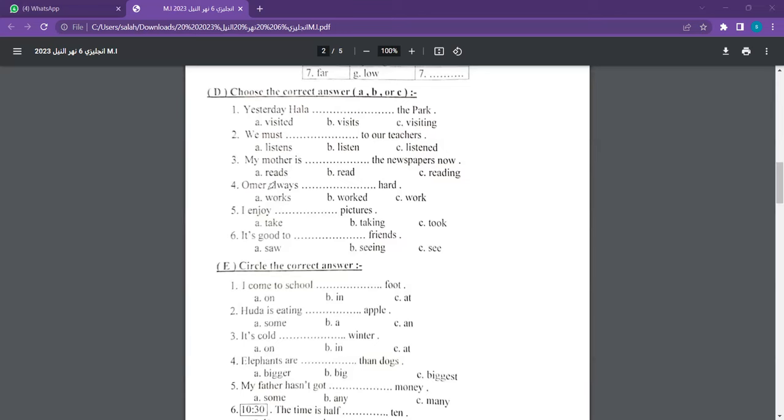Number four: Umar always dash hard. Always means what? Present or past? Present simple. Good job. Umar always dash hard. Works, worked, work. Which one is right? Present simple has two forms: subject plus verb, and subject plus verb plus S. Which form will I use? Umar always works, always worked, always work. Umar is singular. I will use singular with which form? This or this?